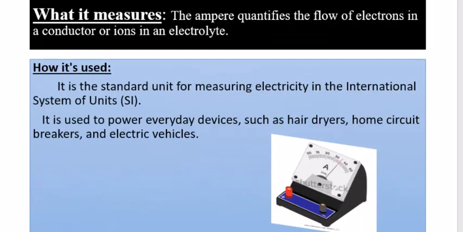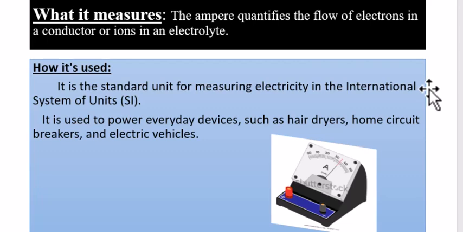What does it measure? Ampere quantifies the flow of electrons in a conductor or ions in an electrolyte. Ampere basically measures the flow of electrons in a conductor. Suppose we say 1 ampere of electric current is flowing through the conductor, it means 1 coulomb of charge is flowing through the conductor in a unit time.